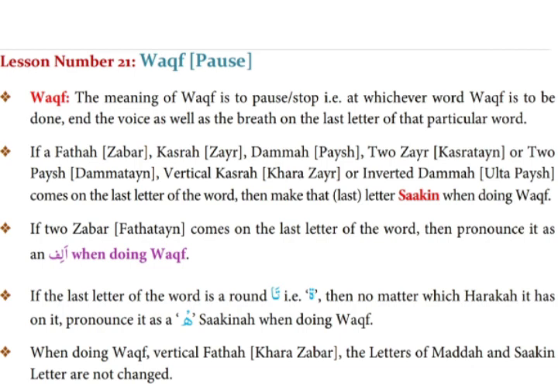If the last letter of the word is a round ta, then no matter which haraka it has on it, pronounce it as a ha sakin when doing waqf. That means if the last letter of the word is a round ta, you have to change the round ta with ha sakin. Whether the round ta has two zabar on it, two pesh on it, two zair below it, zabar on it, ulta pesh, anything, you have to change it with ha sakin.